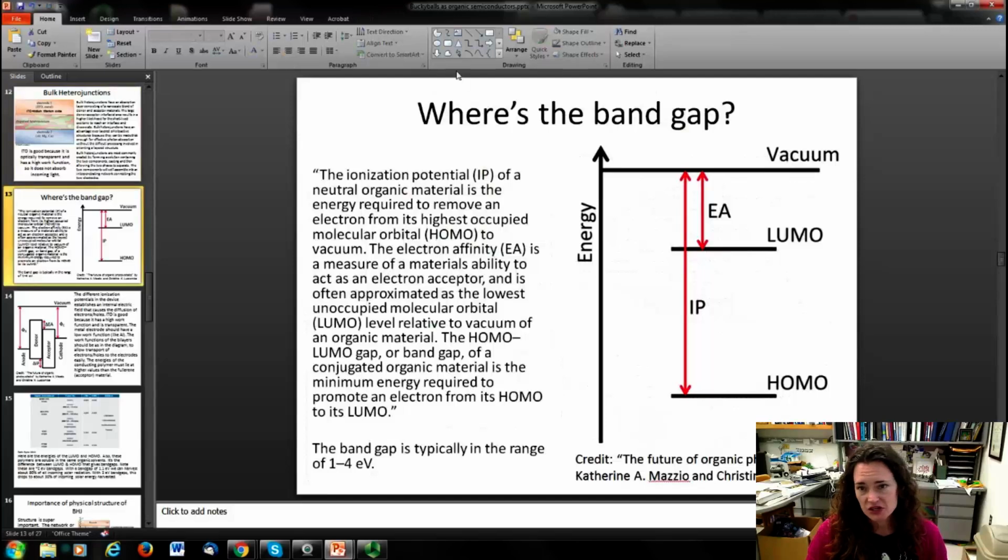Now you might be saying to yourself, well, I thought these things were insulators. What's going on? How does this all work? Okay, so here we go.